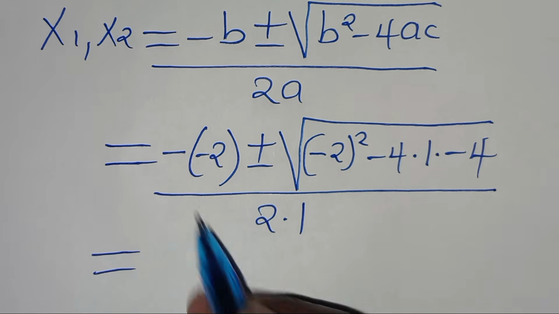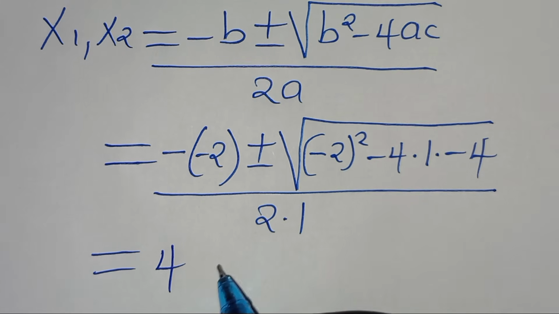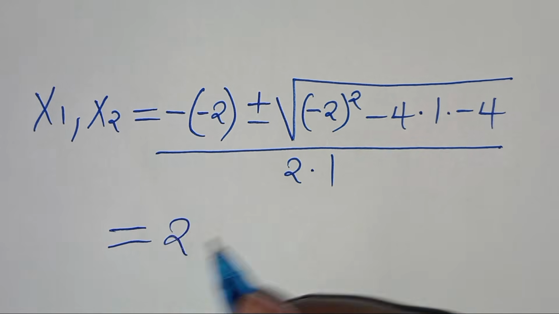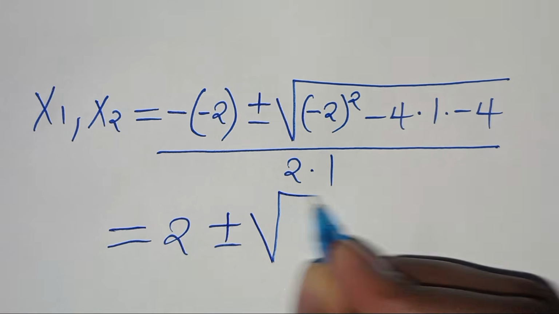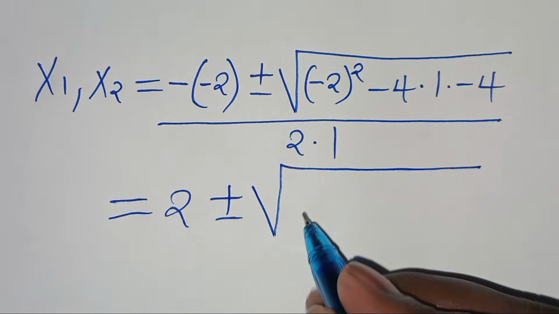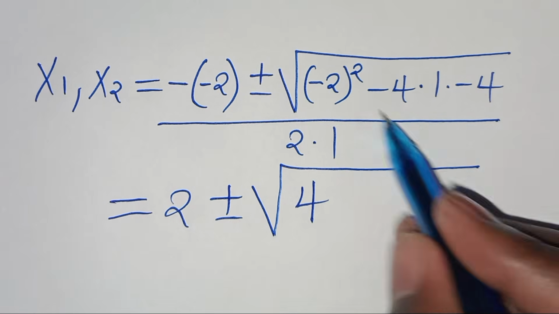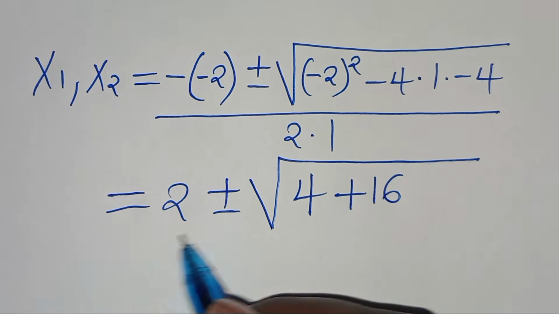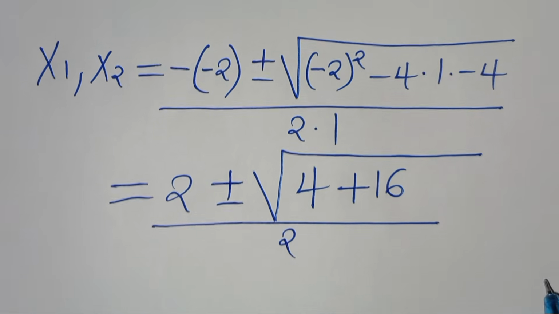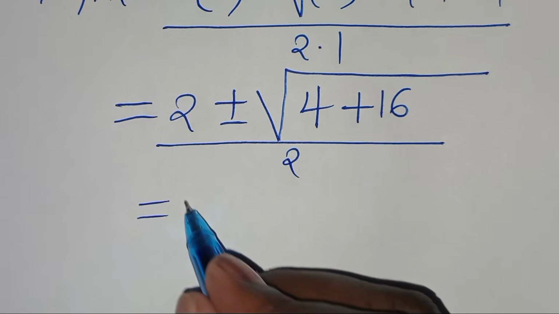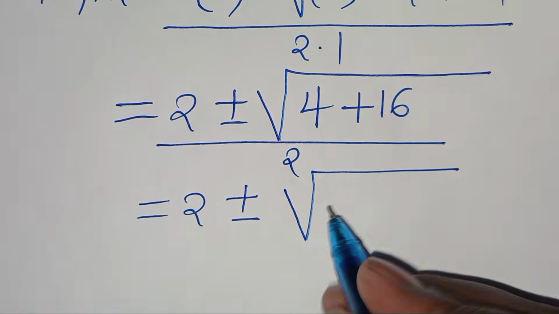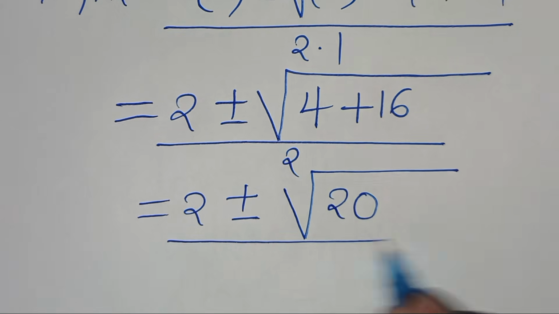So this is equal to minus times minus 2, which is 2, plus or minus the square root of minus 2 squared, which is 4, minus 4 times minus 4. This becomes plus 16, then divided by 2. So here we have 2 plus or minus the square root of 4 plus 16. This is 20, divided by 2.